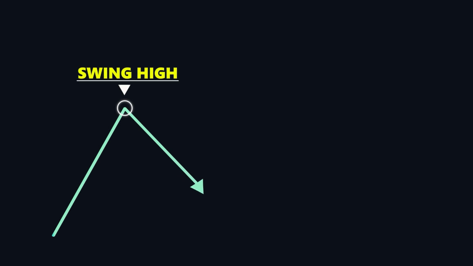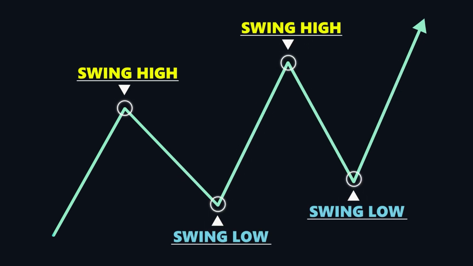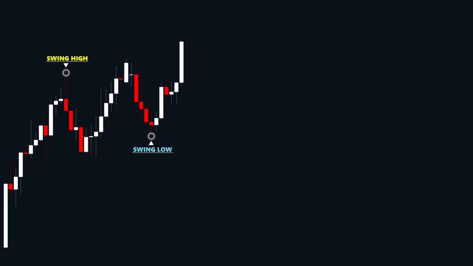A swing high forms when price moves up, then turns and starts falling. A swing low forms when price moves down, then turns and starts rising. For example, if price pushes up and then pulls back, that high point is a swing high. If price drops and then bounces back up, that low point is a swing low.